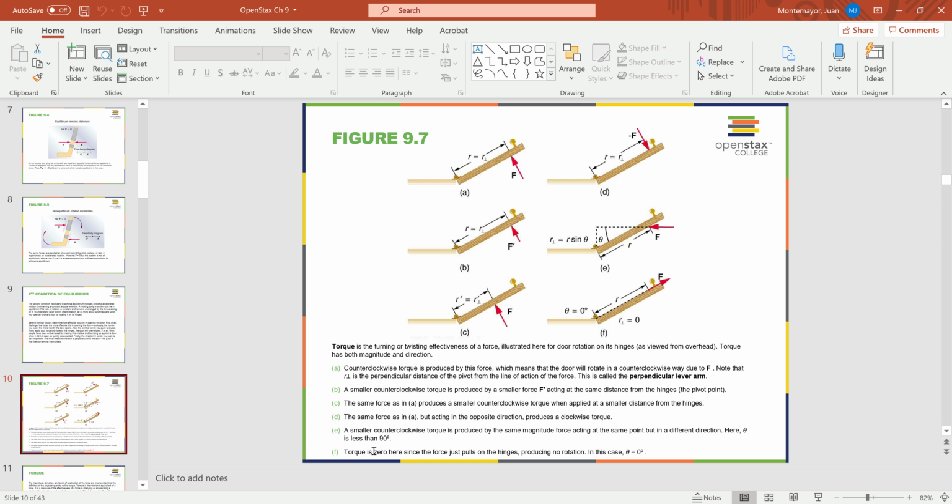And for F, the torque is 0 here since the force just pulls on the hinges, producing no rotation. So the force is just pulling on it. They're at the edge of the door. So these 4 will open the door effectively. This one might be closing it, depending on where the door opens and closes. This one's going to open it slowly, and this one's also the exact same force, but there's no torque being produced because it's actually on the door. The force is perpendicular to the door.